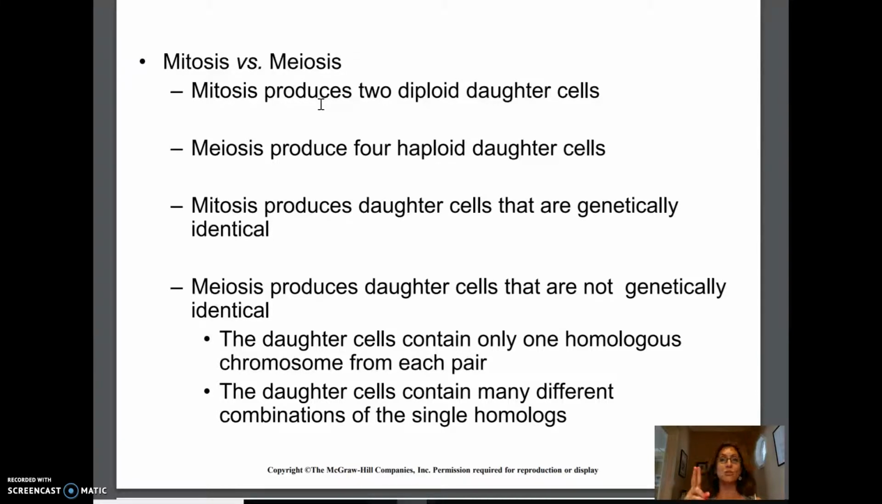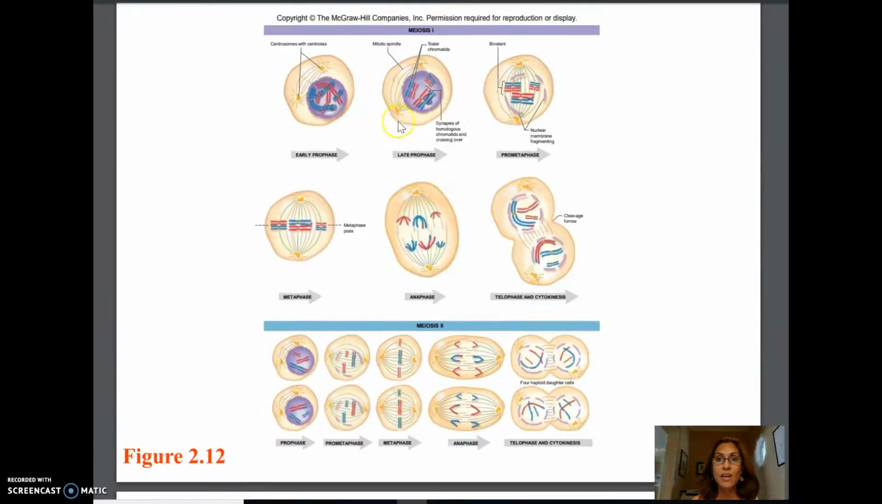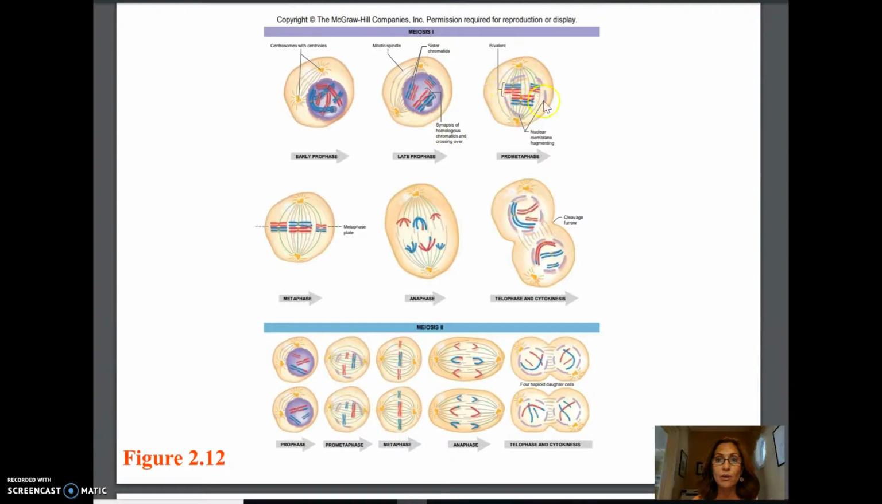Mitosis gives you 2 diploid daughter cells. Meiosis gives you 4 haploid daughter cells. Mitosis gives you cells that are genetically identical, but meiosis gives you mixed up pairs. What am I talking about? Let's come back to this slide again. Remember we had crossing over happening during prometaphase right there? That little tip exchange mixed up information between mom and dad's chromosomes 1, and now each resulting cell, or 2 of the 4, have a new combination of chromosome 1.